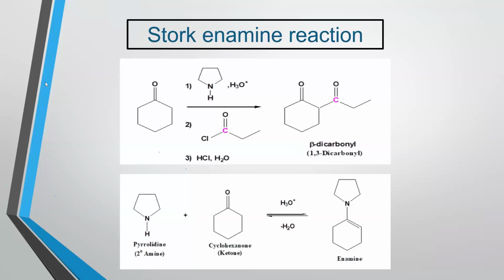So what happens in the Stork enamine reaction? The ketone or an aldehyde, generally cyclohexanone is used. So whenever you find the Stork reaction, the starting material will generally be cyclohexanone. One more reaction previously we have seen, in which cyclohexanone was used, just a few slides ago. Type the name in the chat box. No, not Beckmann. Robinson annulation. Yes, Robinson annulation is correct.